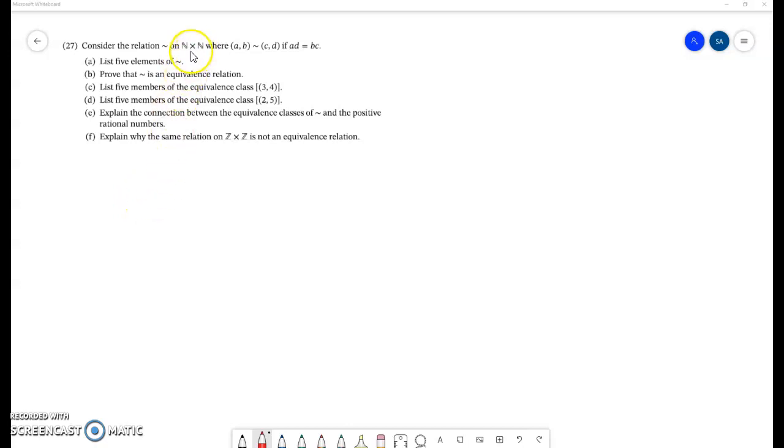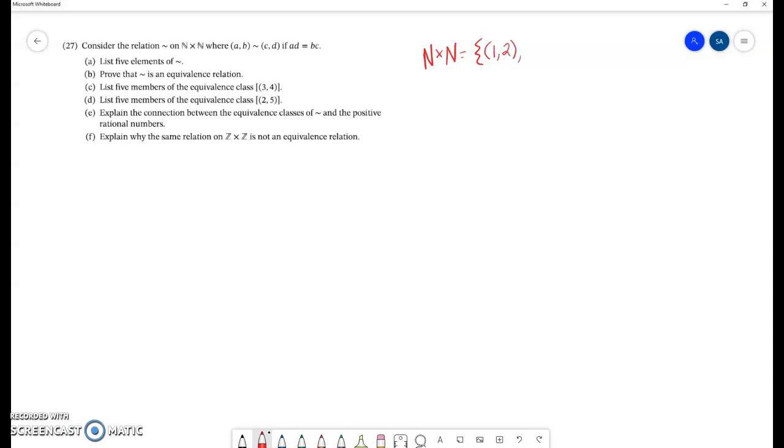So we have a relation on N cross N. Let's first of all think about what N cross N is before we even really start. This is the set of all pairs of natural numbers. Instead of doing set notation here, I'm just going to give us some examples.